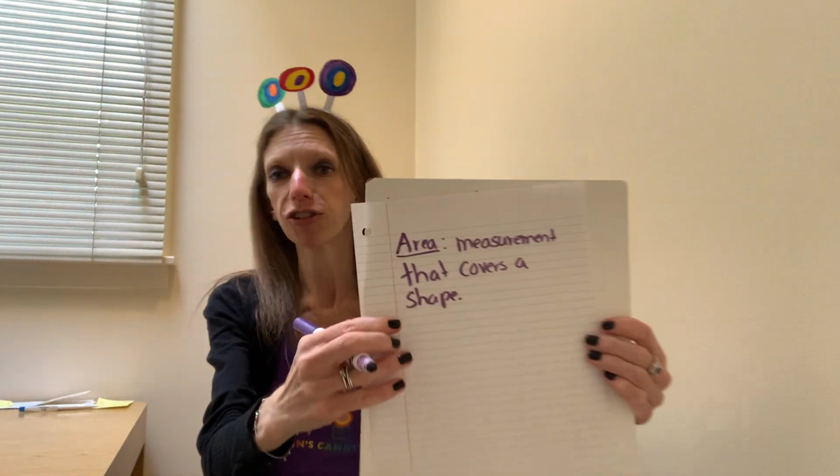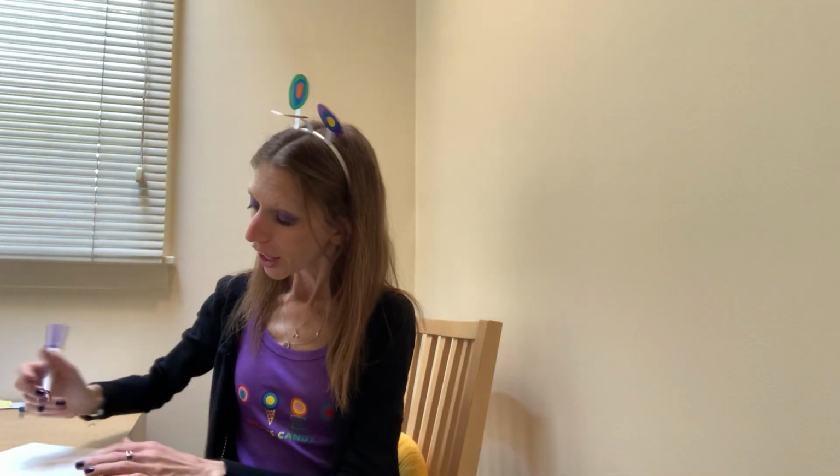If you remember, because I'm sure we did this in 3rd grade, area is when you measure covering a shape. So that's the measurement that covers a shape. I'm going to write this down. Okay, so area: measurement that covers a shape. Oh look, we have a purple theme going on today. I love it. All right, then we have perimeter, which is the distance around a shape. So if you have to measure around a shape, then you use the perimeter.